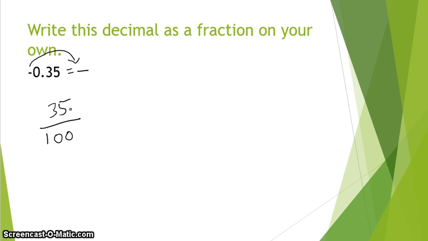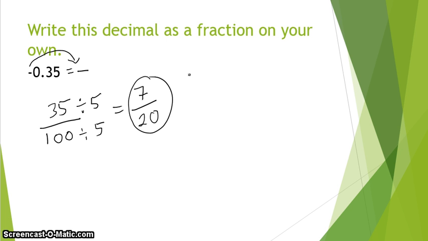So I know that 35 ends with 5, 100 ends with 0. Both are divisible by 5. So I'm going to divide both top and bottom by 5. You can choose greatest common factor. I personally just like this way better. So 35 divided by 5 will give me 7. And 100 divided by 5 will give me 20. Now, 7 and 20 cannot be divided by the same number anymore. So, not evenly. So, that's the end of it. This is my answer.